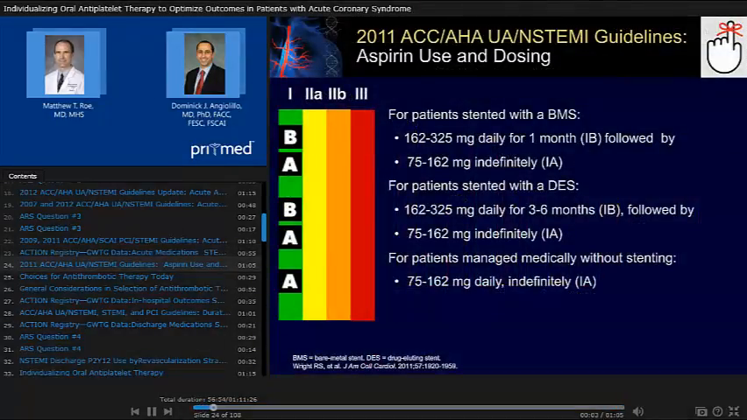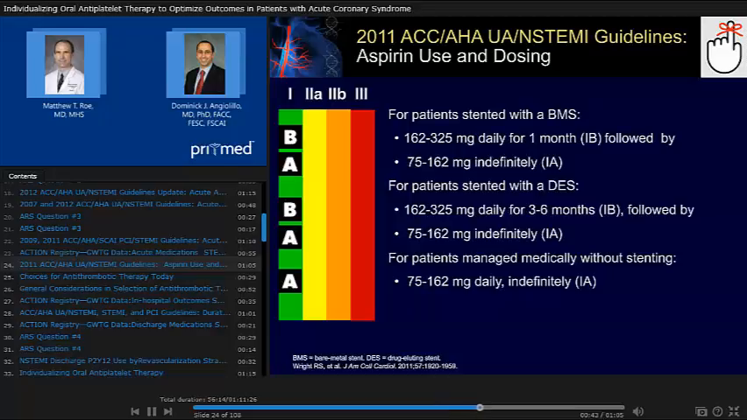Now, it's also important to understand aspirin dosing because this goes along with the use of these P2Y12 receptor inhibitors. And the guidelines specify, based upon the type of stent that was implanted or whether a stent was used at all, what the aspirin dose may be. So for patients with unstable angina non-STEMI who have a bare metal stent, 162 to 325 milligrams of aspirin is recommended for a month, followed by lower doses thereafter. For a patient with a drug-eluting stent, same dose of aspirin for up to 3 to 6 months, followed by lower doses. And for medically managed patients, lower doses throughout.